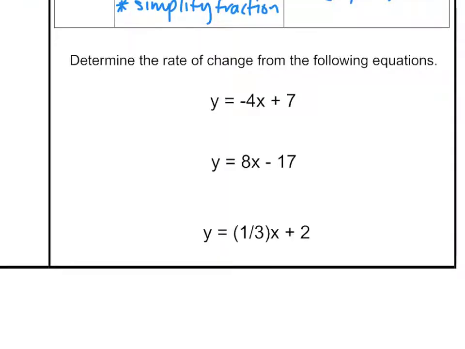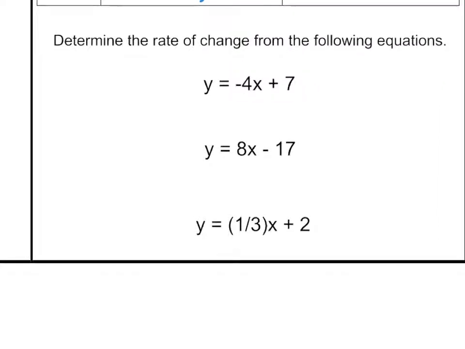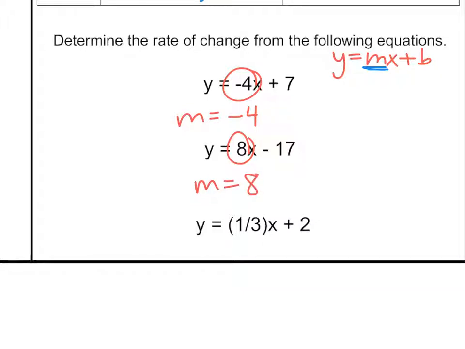We're going to determine the rate of change from the following equations. Remember, the rate of change for a linear equation in y equals mx plus b is the m, the number that is in front of the x. So for this first one, it's going to be -4. We're going to say m is equal to -4. This next one is 8. And the last one is 1/3. So we'll write that as a fraction.